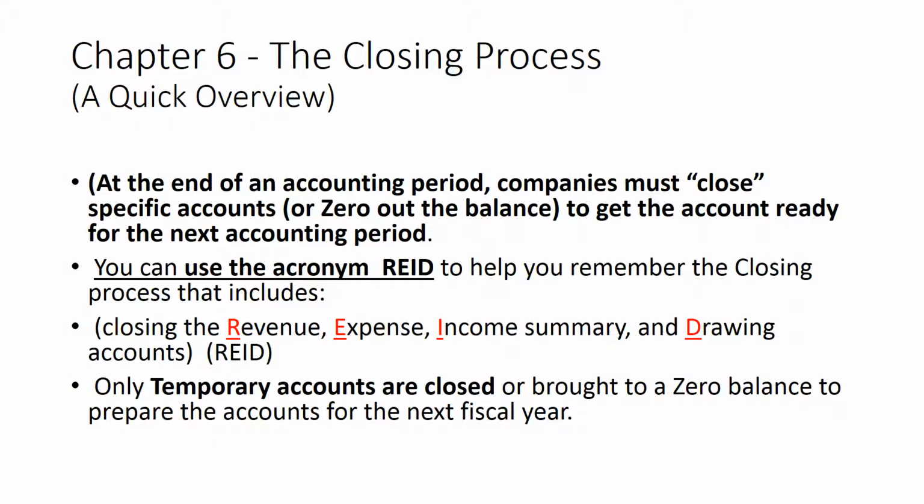For example, if a company has $10,000 in the bank and there's no outstanding checks, then that $10,000 would be in there on January 1st, the next year. So those accounts are not closed. The permanent accounts are not closed, they're carried forward.